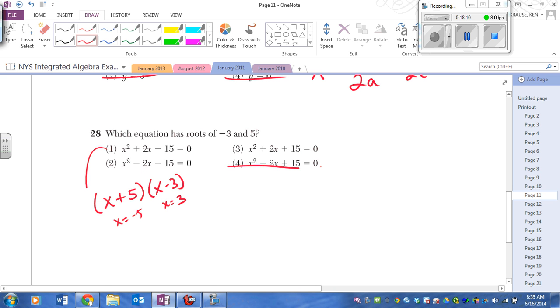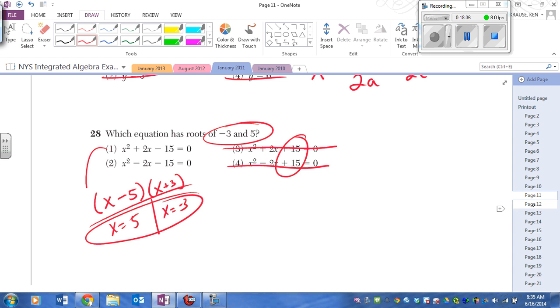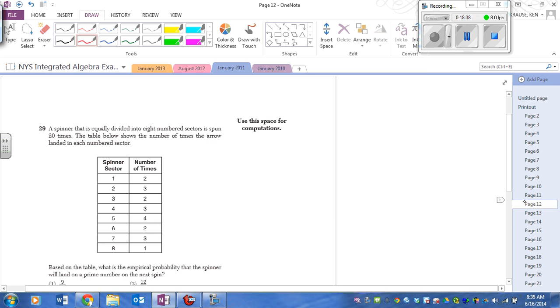It can't be these two because they multiply to a positive, and the only way to have two different answers is to multiply to a negative. So we're going to try. I'm going to erase this. Let's try this again. How about this one? It would be x minus 5 and x plus 3, which would give me answers of x equals 5 and x equals negative 3. All right. 2 left.